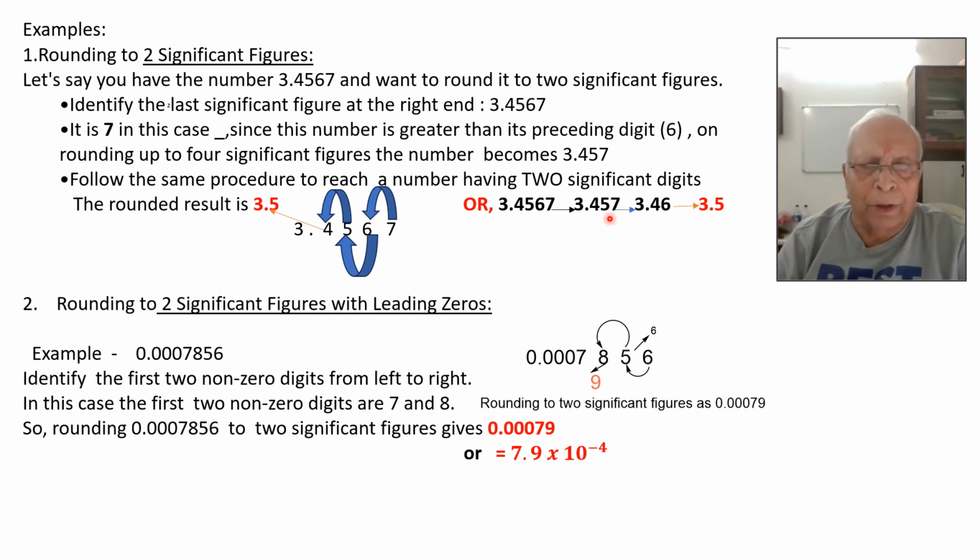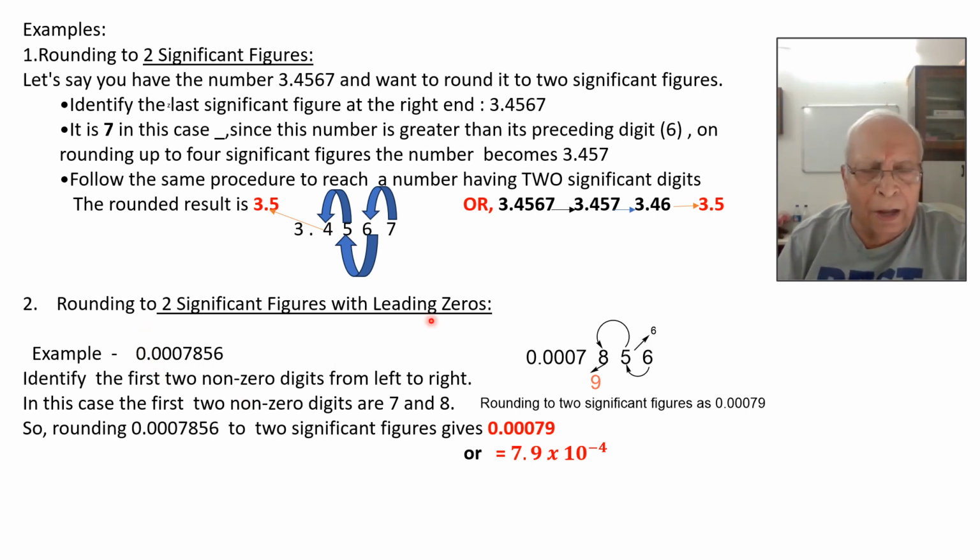Now this 3.457, 7 is more than 5, it becomes 3.46. Again we find that 6 is more than 5. Therefore, we convert it to 3.5. That is, rounding occurs through stepwise processes, starting from the last number on the right hand side and moving to the left number till the desired significant digits are arrived at or reached.